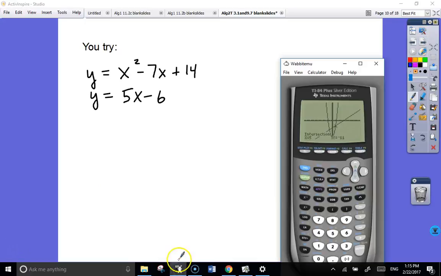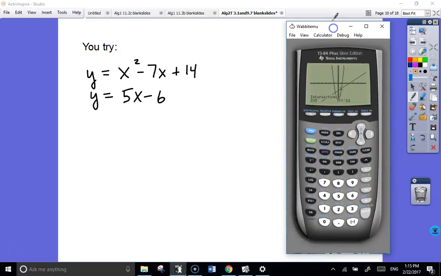Okay, I'm going to do it quickly, just so my video is complete. Y equals, clear. X squared minus 7x plus 14. Clear. 5x minus 6. Zoom 6. There's one, but there's only one intersection point, so I find that one easily. Second trace 5, enter, enter, enter, and it looks like 0.24.